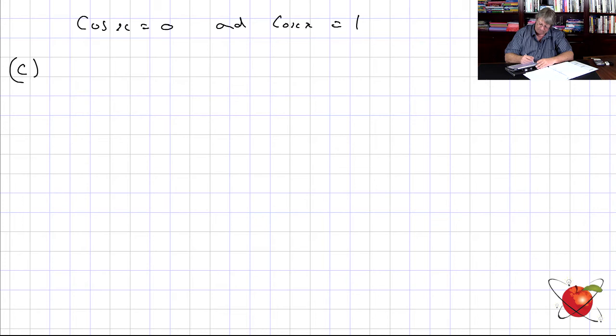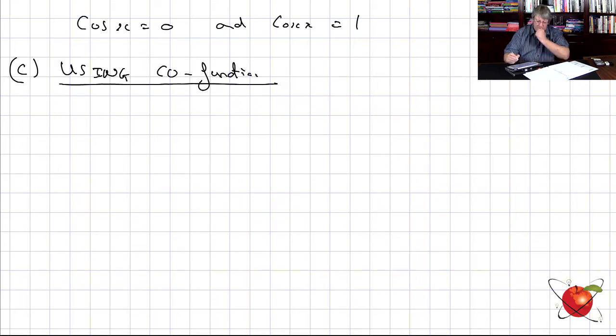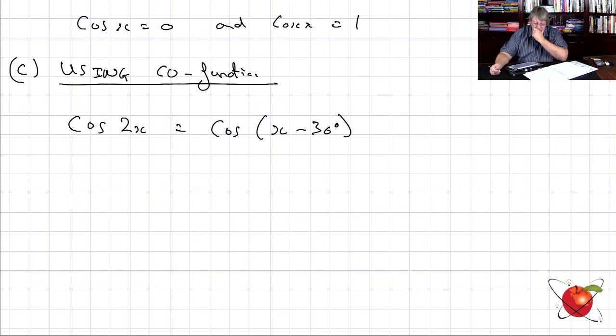Type C is using cofunctions. All right? What if we have this? Cos 2x equal to cos of x minus 30 degrees. Both are cos. Have a look here: cos and cos. Therefore, I can use the standard method.